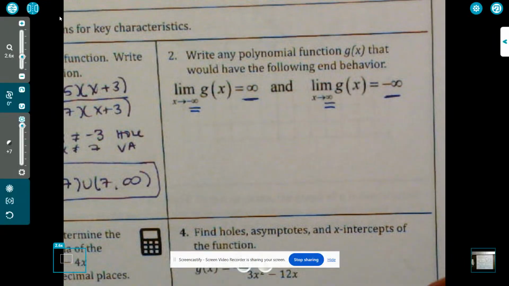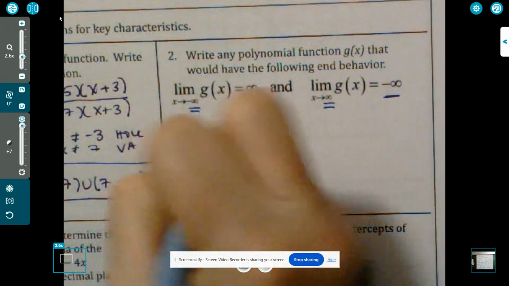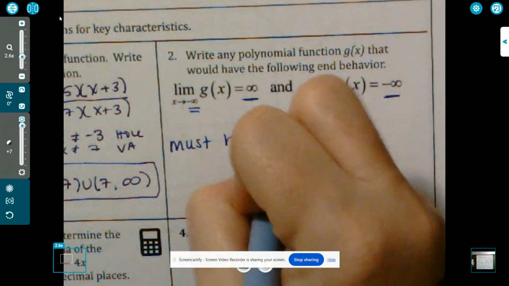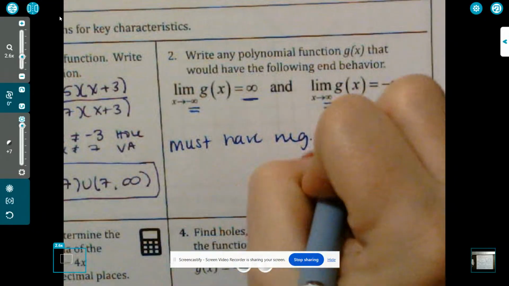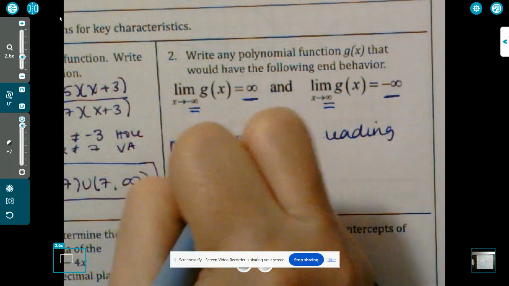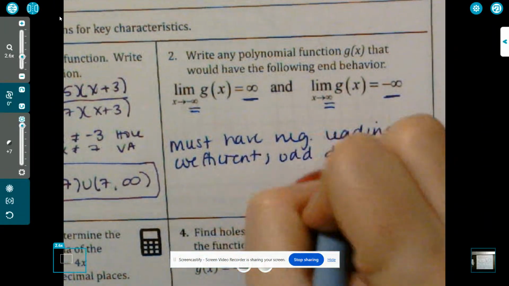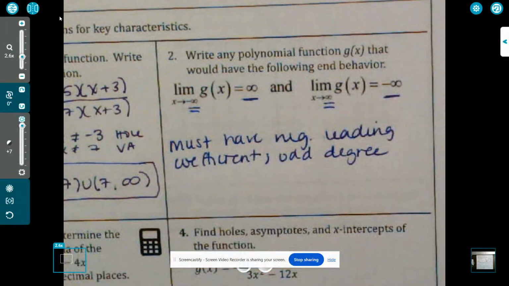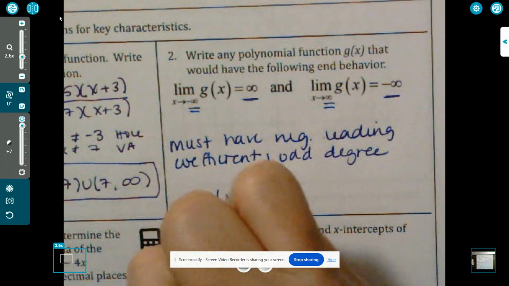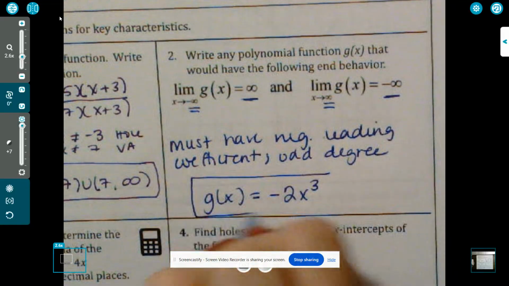So here's the 2 things we need. All right, we have to have a negative leading coefficient, and we need to be an odd degree. And again, you can have anything you want. I have just a simple one here. So I just wrote g of x is going to equal negative 2x cubed.